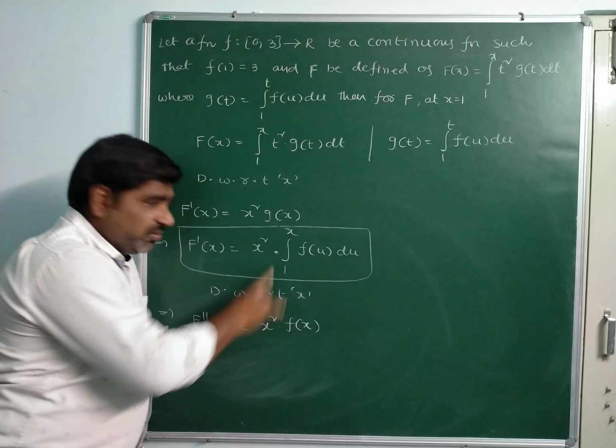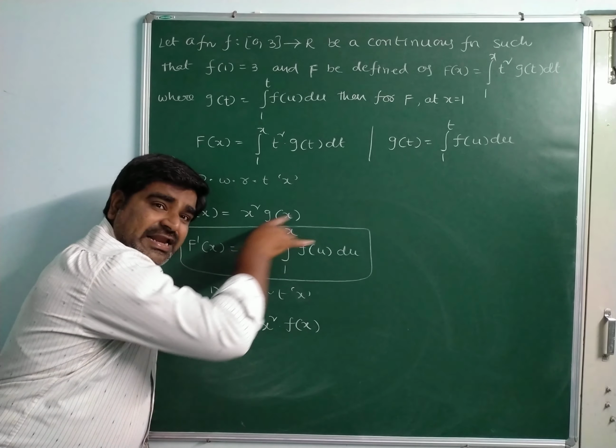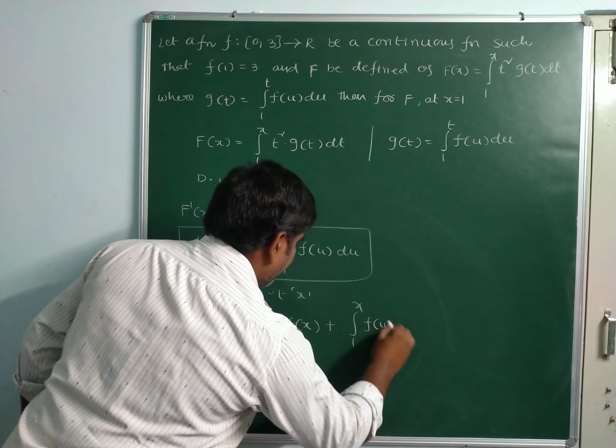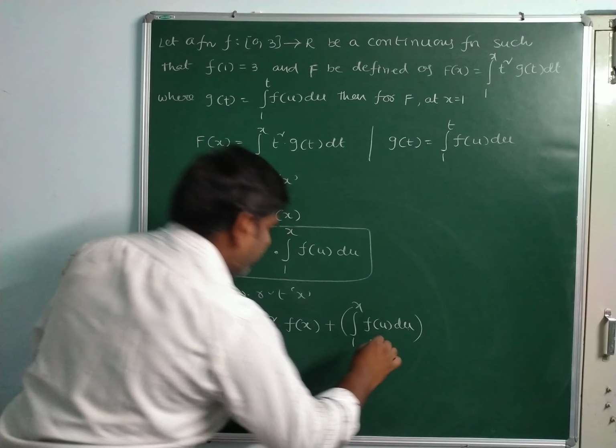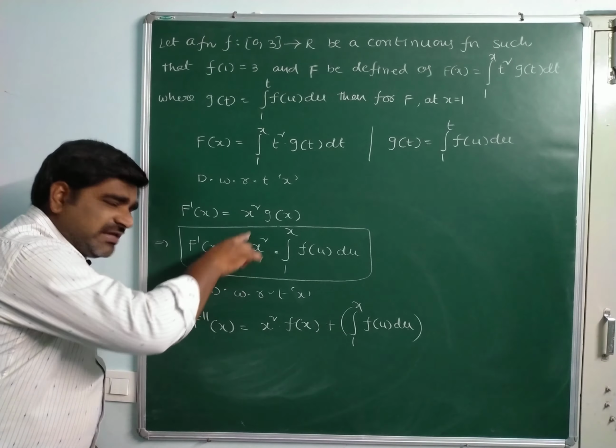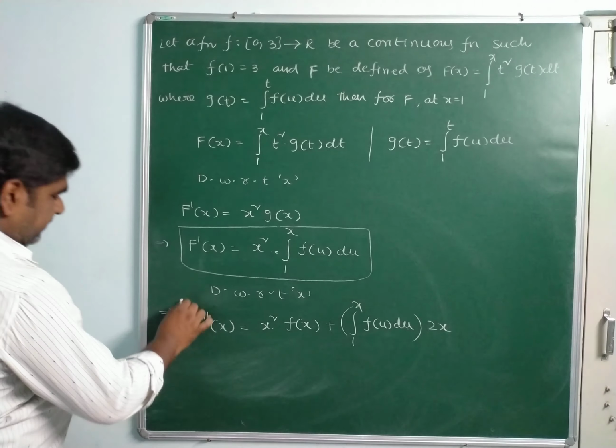So x square into the derivative of this definite integral, which is f of x, plus integral 1 to x f of u du into the derivative of x square. What is the derivative of x square? 2x.